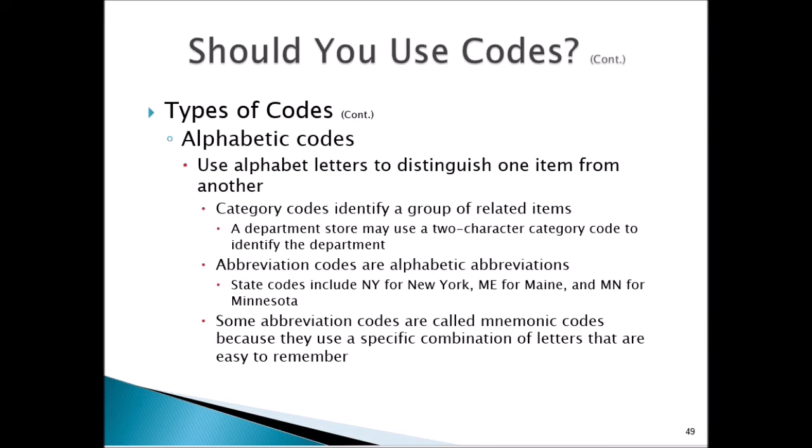Abbreviation codes are alphabetic abbreviations, and state codes are an excellent example of this. Some abbreviation codes are called mnemonic codes, because they use specific combinations of letters that are easy to remember. Sometimes a mnemonic code can get an interesting name. In the system they use at Alberta's for the student information system, they have the ITCI screen. That's the code abbreviation for the screen, and it's for doing data imports. But when you talk to their support people or people in the field, they call it the itchy screen. So that's an example of a mnemonic code.